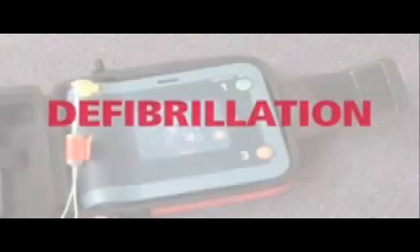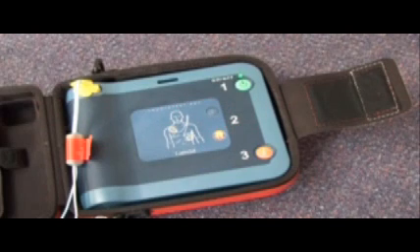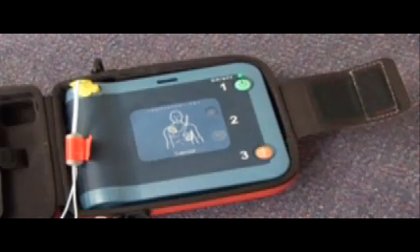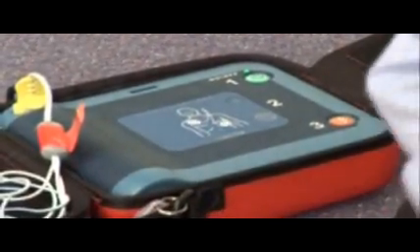Defibrillation is the process of stopping an abnormal heart rhythm using an electric shock delivered via an automatic external defibrillator, AED. An automatic external defibrillator is fully automatic, that is, no decision is required by a person.